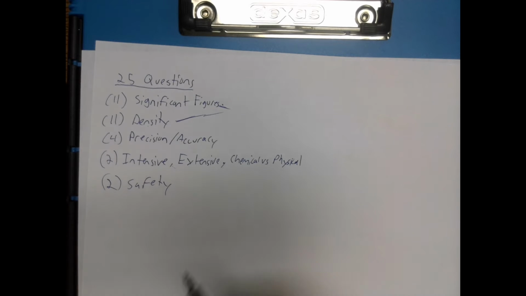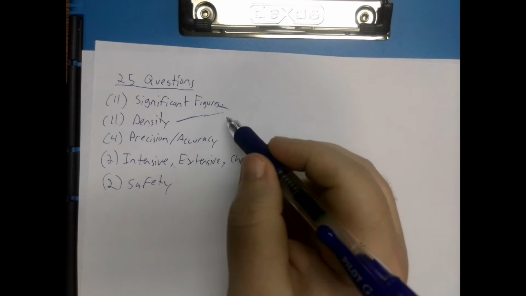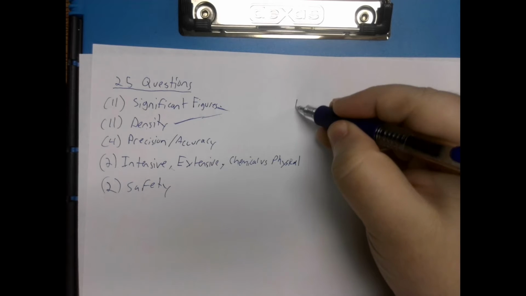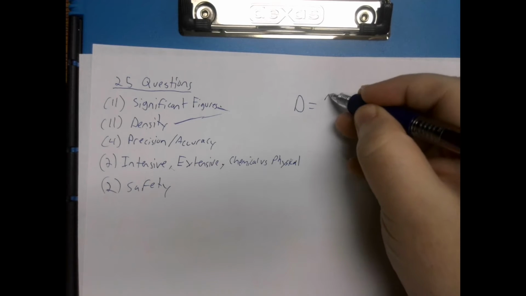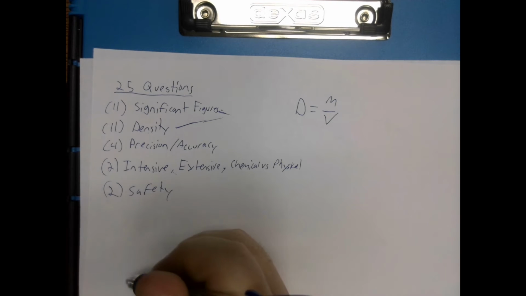So you need to know how to properly do significant figures, and you're going to need to memorize the equation for density. Density is equal to mass divided by volume. So let's look at the other few random questions.